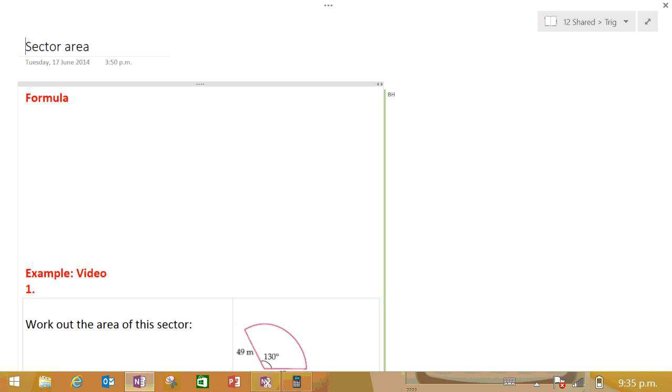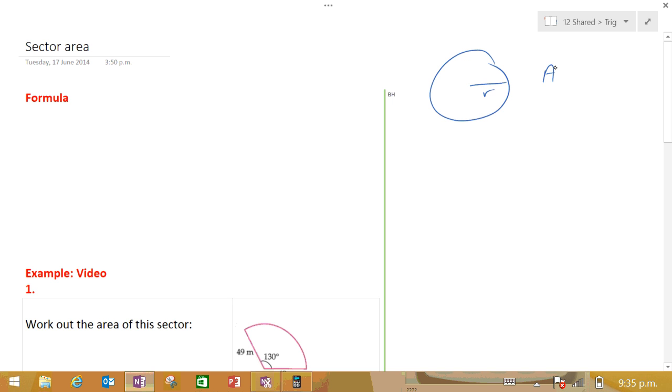Okay, we're looking at sector area here, and like with arc length, we related it back to a circle. I want to do the same with sector area. So over here, let's just consider a circle for a second. With the circle, we've got a radius, and the area formula of a circle is pi r squared. A sector is just like a slice of a circle, like a pizza slice, where we're given an angle and we're given some sort of radius.